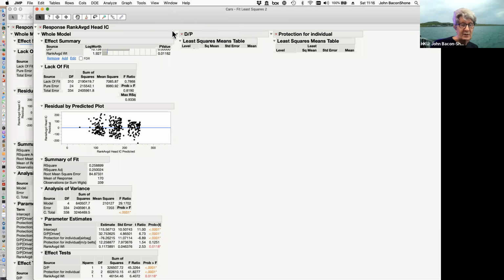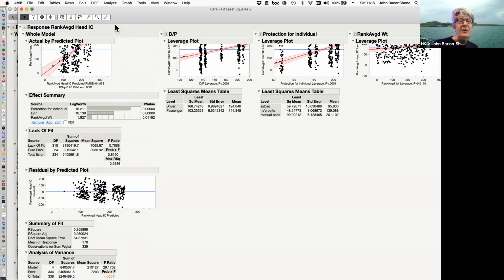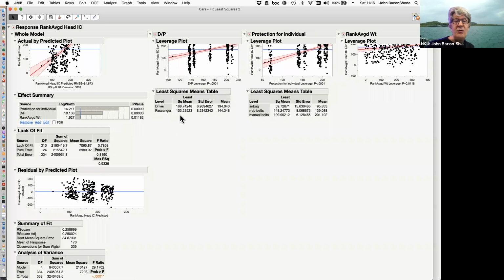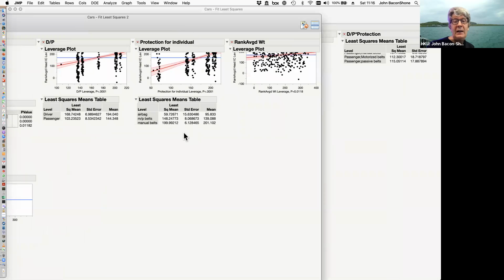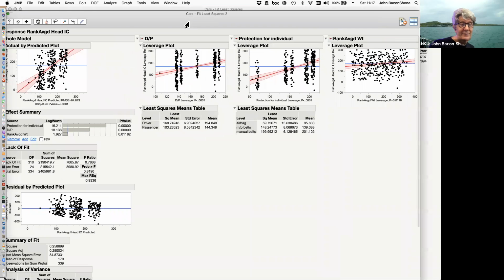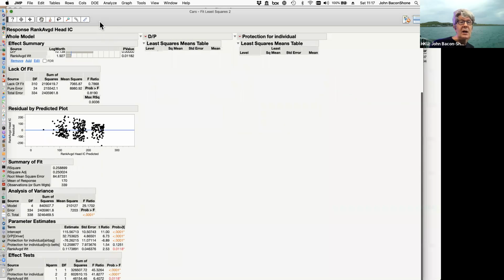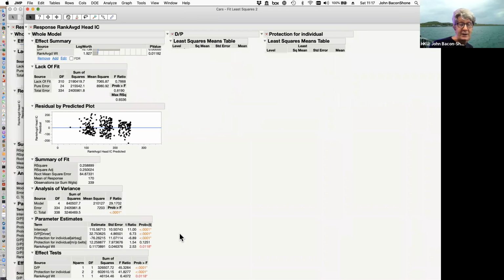So this model says, now, if I look at this, this is saying driver versus passenger. So the drivers generally have about 65 units more damage than passengers. And this is saying very clearly now, manual belts are the worst. The damage is around 200 on average, taking into account both driver and passenger. I get about 50 units of protection by switching to motorized or passive belts, and about another 90 units of protection by switching to an airbag. So this shows very clearly how strong the effect is, and you will see all of these effects are very strongly significant.